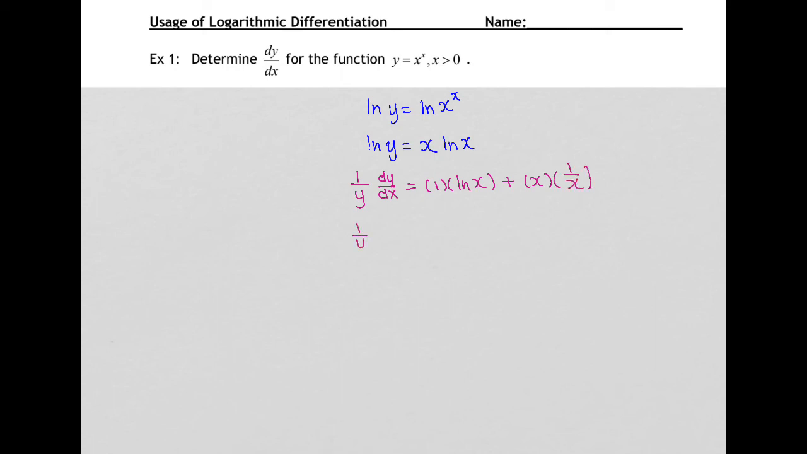So that's simplified it. It will become ln x plus 1. So our dy over dx will become y times ln x plus 1. And let's replace the y with x to the exponent x, ln x plus 1. That's our differentiation. Let's try again on example 2.